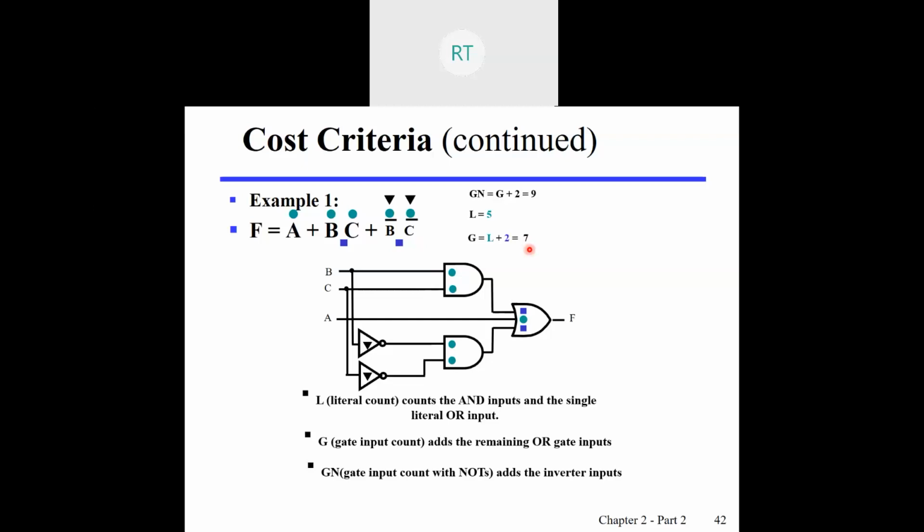What do I add to the Gn? I found the G. What do I add to find the Gn now? The NOT. Not inverters. So this is a not inverter, this is another not inverter. I used in this circuit 2 not inverters, so I do G plus 2. Okay? Thank you. So this is how you compare the costs for one circuit as compared to the other.